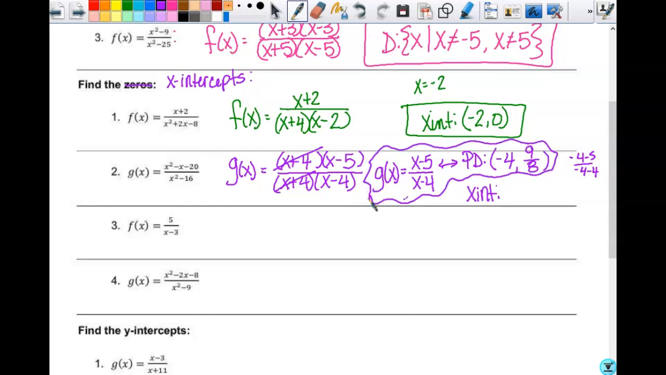Then to get my x-intercept, that is the zeros of the numerator. So it's going to be 5, 0.